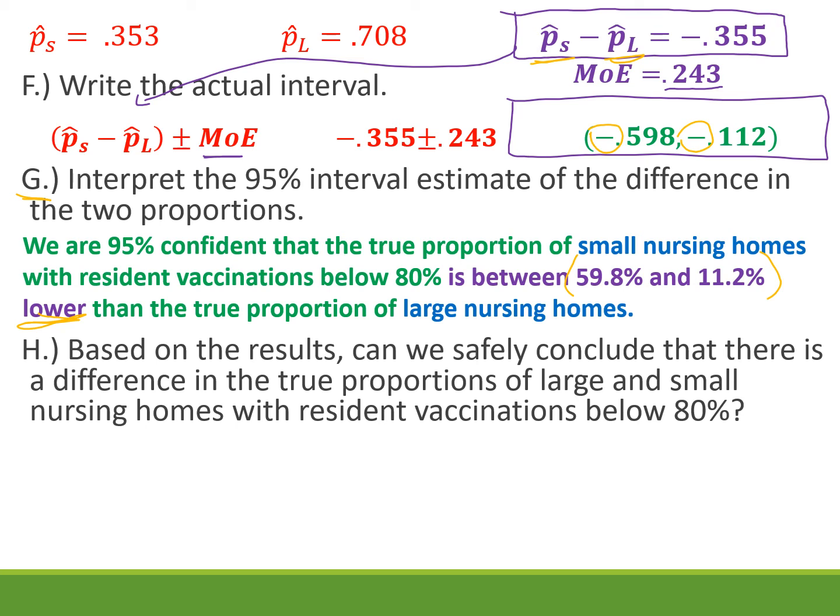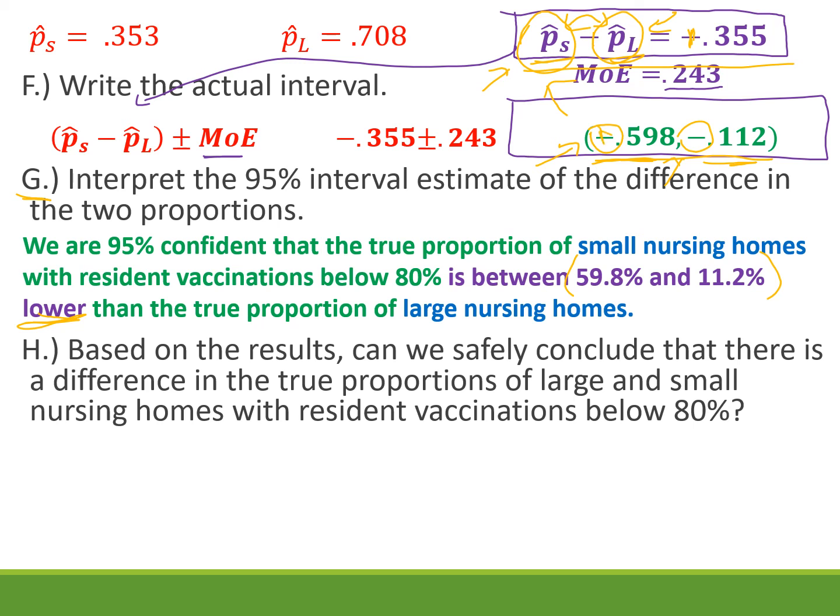What this is saying is we have p-hat S first. So we had small nursing homes first when we did our point estimate up here. Okay, our interval is telling us that this first thing is between 59.8% and 11.2% lower, because of those negative signs, than the thing that came second. If we had done this in the opposite direction and put p-hat L first and this one second, we would have had a plus sign here. It would have been a positive 0.355.